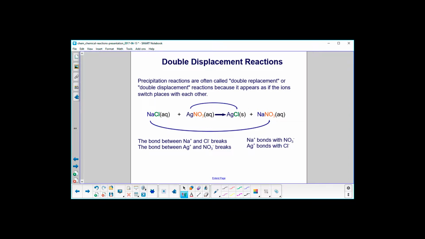Precipitation reactions are often called either double replacement or double displacement because it looks like the ions switch places with each other. So here's our reaction, and let's look first at sodium chloride. First of all, the bond between the sodium and the chloride breaks, and the sodium comes over here and bonds with the nitrate. At the same time, the bond between the silver and the nitrate breaks, and silver now bonds with the chlorine.